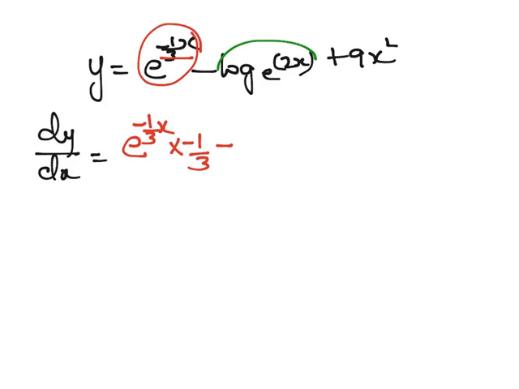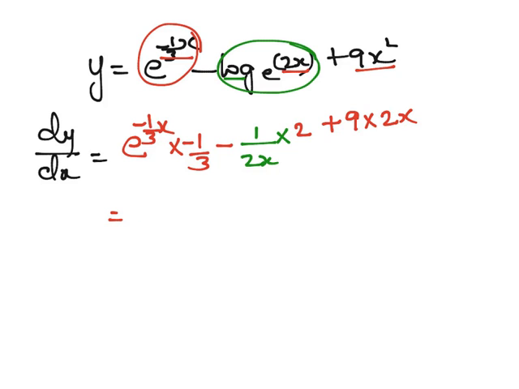Now next I need to find the derivative of this. I know that the derivative of log is 1 by x, so 1 by 2x multiplied with the derivative of 2x, which is nothing but 2. Plus, now this is straightforward, which is nothing but 9 times 2x. So the final answer is minus 1 by 3 e power minus 1 by 3x minus 1 by x plus 18x. So this is the derivative of the given function. So I hope it is clear. Good. Let us see another problem.